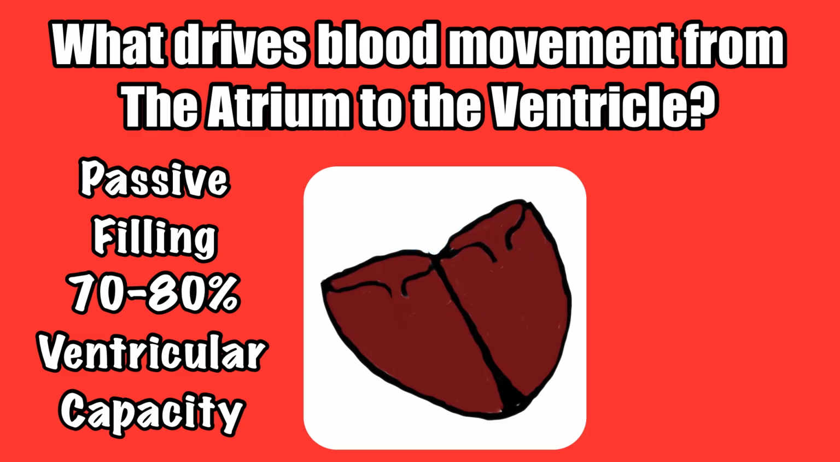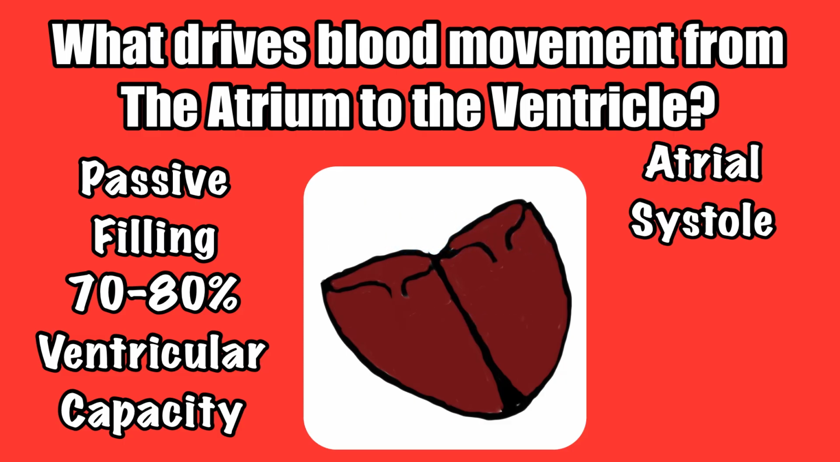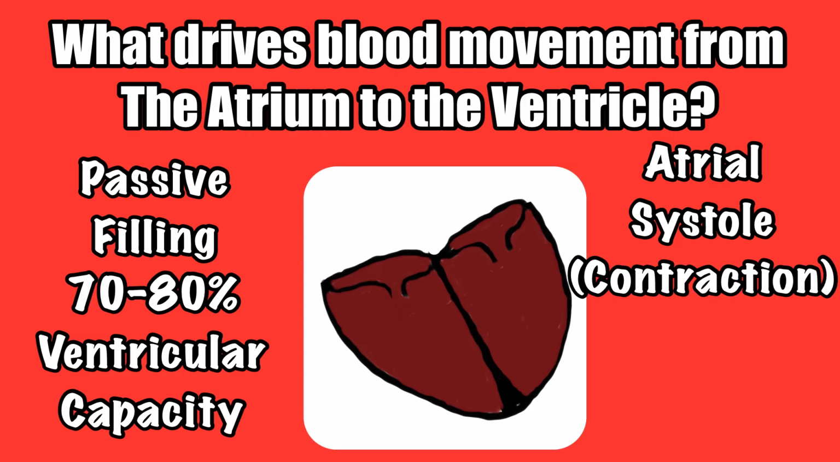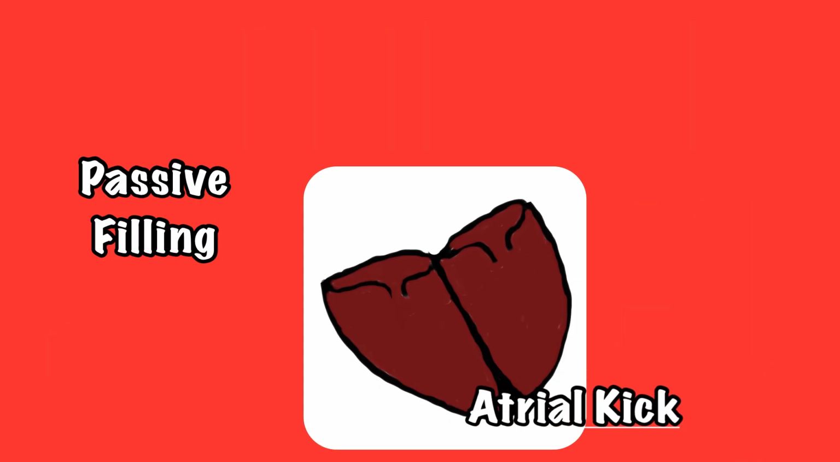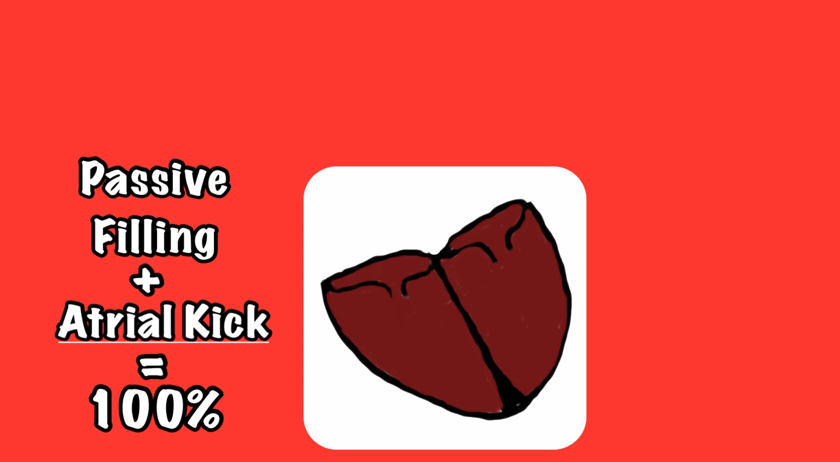That period where the atrium is contracting is called atrial systole. Systole, or systolic phases of the heartbeat, are where the chambers are contracting. So that contraction that we are trained and programmed to think is the end-all be-all of blood movement actually only accounts for 20 to 30% of the blood that moves into the ventricle. We refer to this final push of blood as atrial kick. That atrial contraction kicked the last bit of blood out to fill up the ventricles. Now we have a 100% filled ventricle.